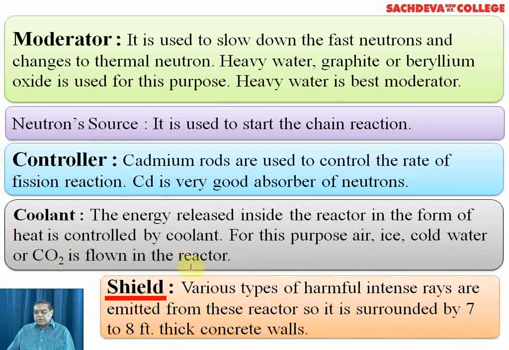Then there is shielding. During the nuclear fission process, some very harmful radiations are given out. In order to control them, the reactor is covered by very thick walls, generally made up of lead, or otherwise 7 to 8 feet thick concrete walls. Lead also absorbs the harmful radiations.